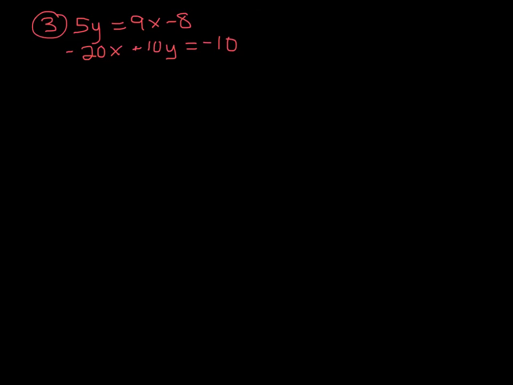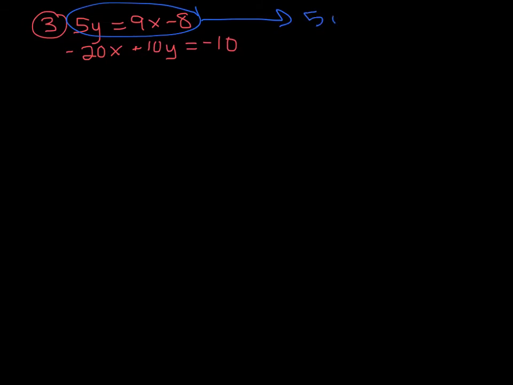So this problem is slightly annoying because the bottom equation looks pretty good. It's in standard form, which means that we have an x and a y on the same side, equal to our constant, which is negative 10. Unfortunately, the top equation, there's a little bit of work to do. So we need to get it so that it's in the same format as the bottom equation.